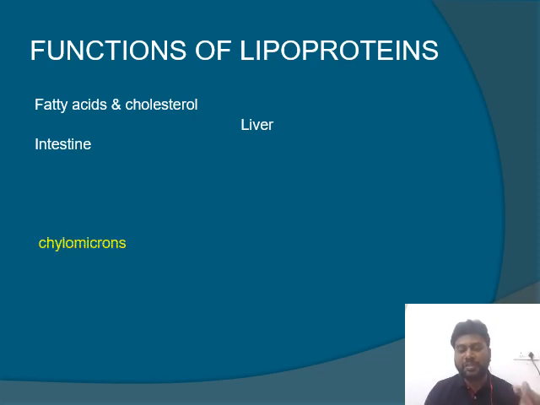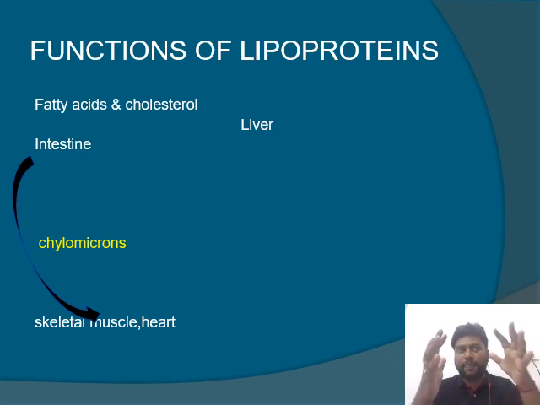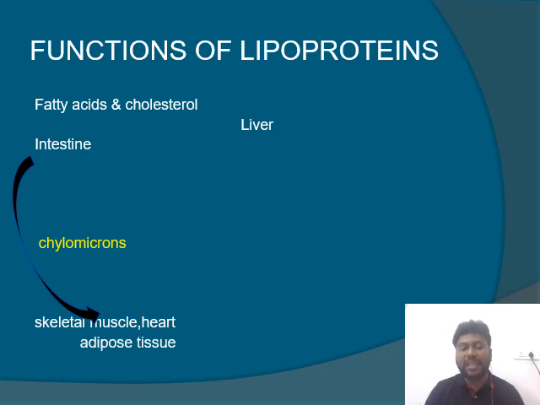The triglycerides present in the chylomicrons will then be transferred to peripheral tissues like skeletal muscle and heart. The chylomicrons will be donating the dietary triglycerides. Whatever is packed in the intestine will be delivered to skeletal muscle, heart, and a few other tissues. After serving all these tissues, if there are some excess triglycerides, they will be dumped into the adipose tissue.